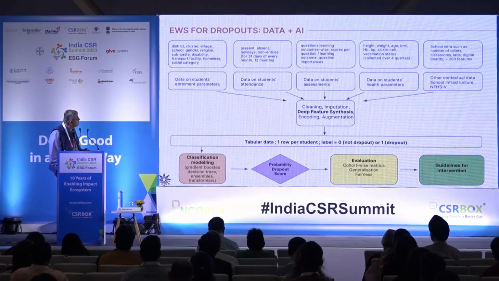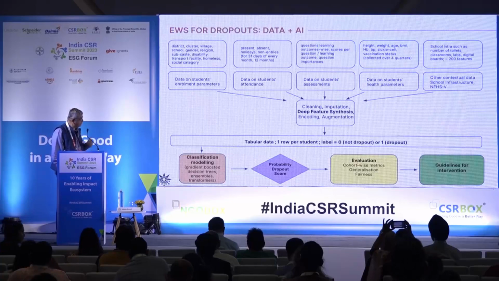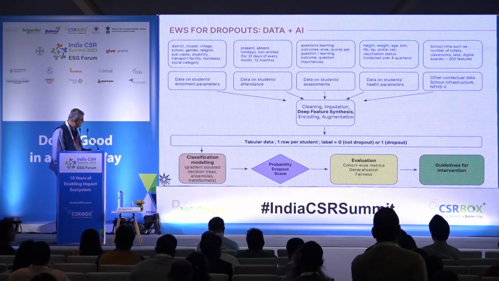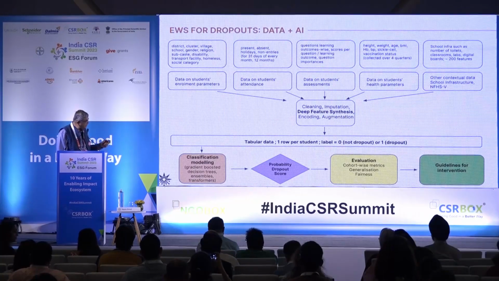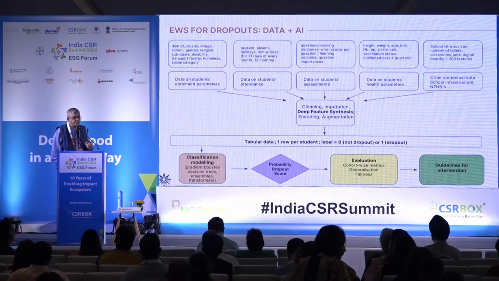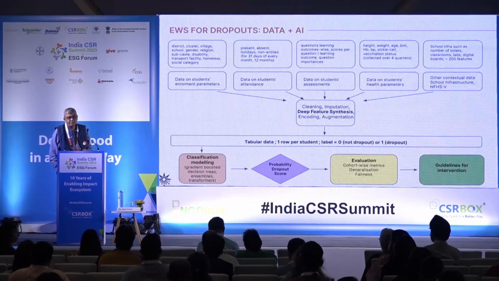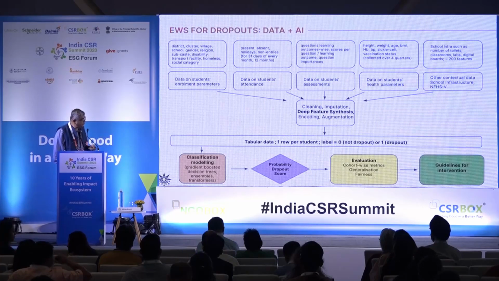And then all this data is fed in and cleaned up. We use statistical methods for data imputation and so on. Then all of this data is fed into an AI model. The output of the AI model is a probability of dropout score. So it scores every student based on their probability that they will drop out of school in the future, and that can be used to drive interventions eventually.